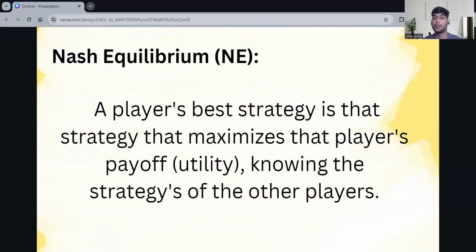Okay, so what's the Nash equilibrium? Nash equilibrium is one of the important points in game theory. A player's best strategy is the one that maximizes that player's payoff. So obviously, if I'm choosing strategies, it will be better for me if it pays me more. Basically, if I get more incentives or more profit, then obviously I would prefer that. So that's Nash equilibrium. Clear? So you place the strategy that has the maximum payouts.